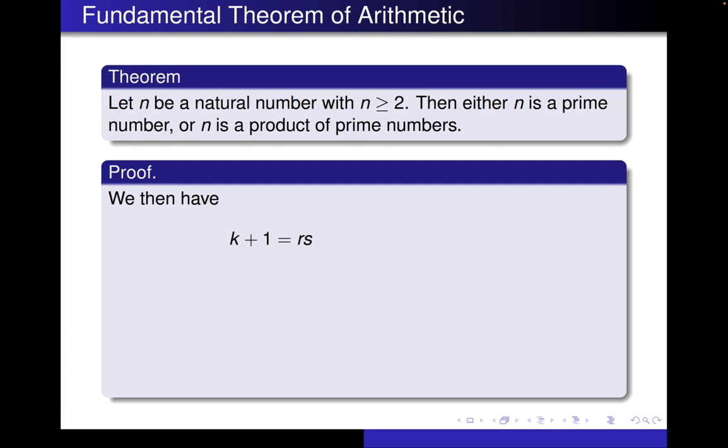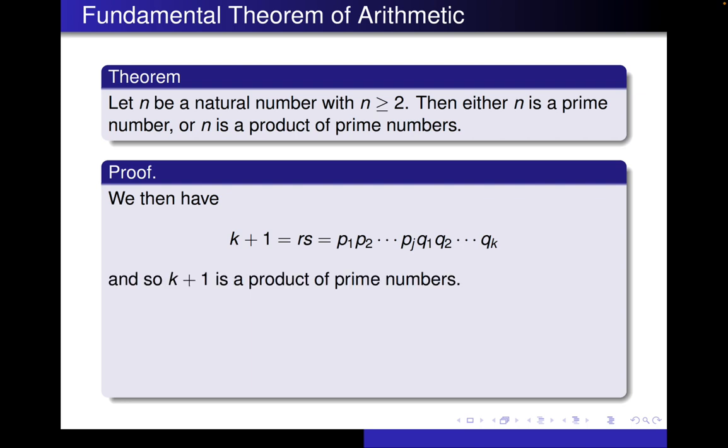We then have, well, k plus 1 is equal to r times s. We can substitute in the prime factorizations for r and s. And then that is a product of prime numbers. The p's are prime, the q's are prime, so that is writing k plus 1 as a product of prime numbers. That completes the proof.